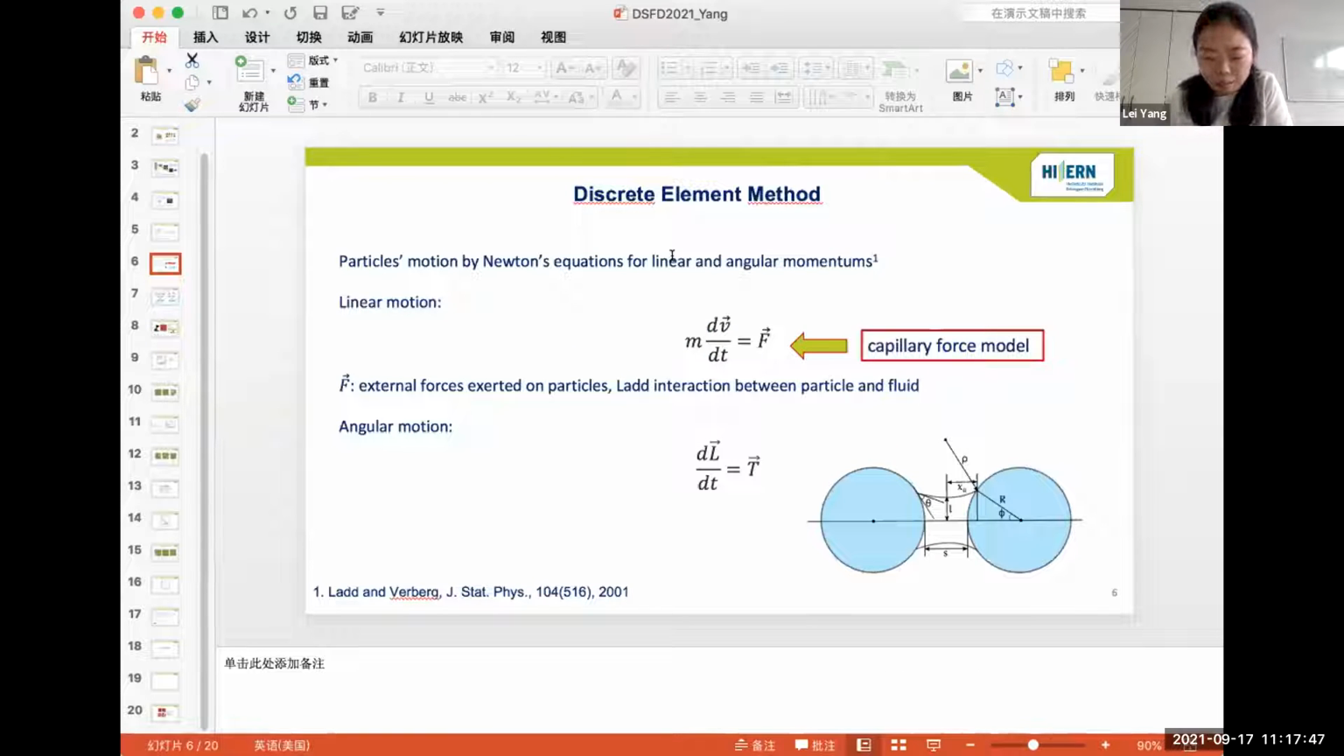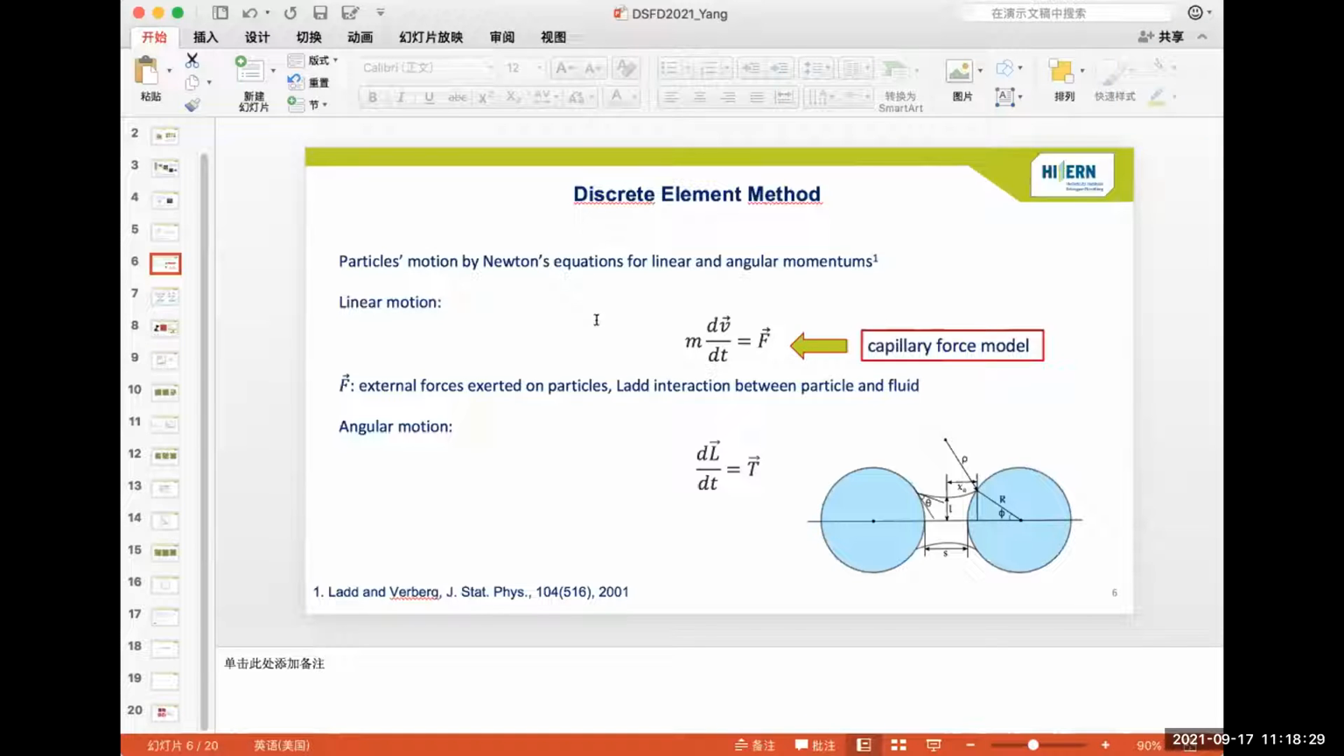When I simulate the many-particle system, we use the discrete element method to simulate the particles, and we impose a capillary force model to consider the influence of the liquid bridge. This is the way we consider the liquid bridge effect. So we just impose a force on the particles, an adhesion force. I'm not sure if I answered the question or not. Yes, it's clear to me now. Thanks.